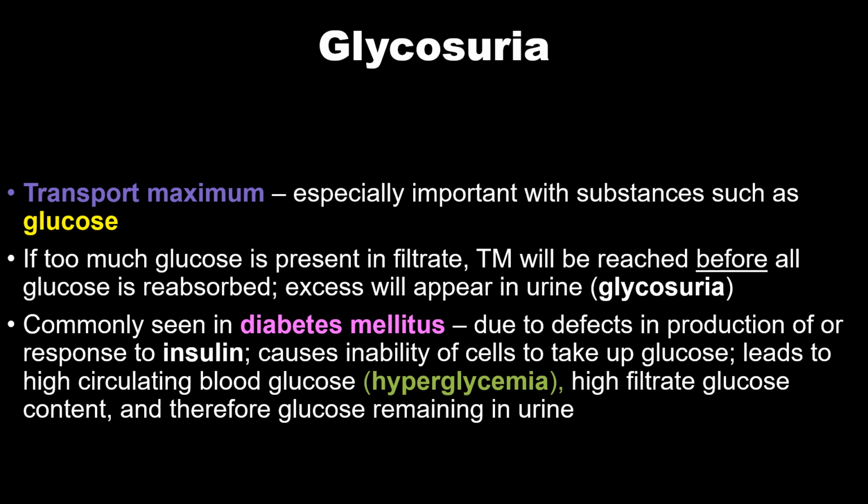And glycosuria is commonly seen in diabetes mellitus patients, and this is characterized by a defect in the production of, or the response to, the pancreatic hormone insulin. And so insulin is what causes most of those cells to take in glucose, right? Without this insulin, these cells are unable to bring excess glucose into their cytosol, and this can lead to a high level of circulating blood glucose, or hyperglycemia, high blood sugar, and this can result in excessive amounts of glucose in the filtrate and ultimately into the urine.